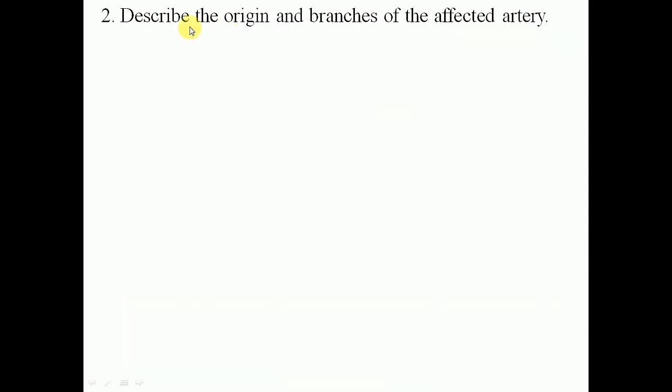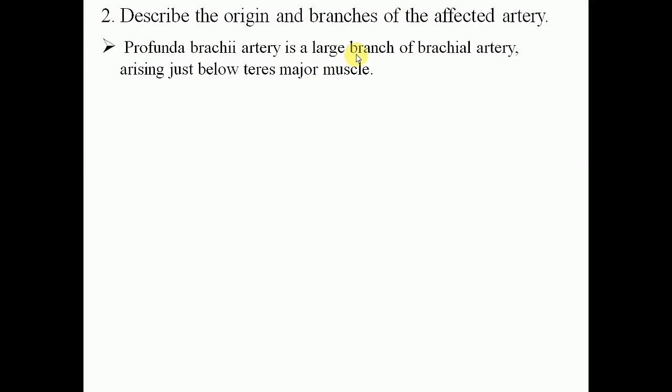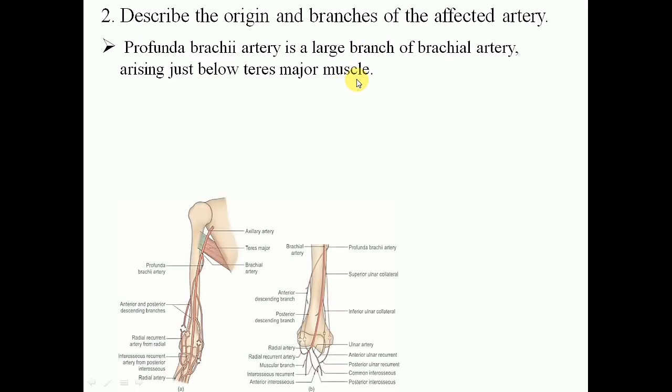Question 2. Describe the origin and branches of the affected artery. So the affected artery is the profunda brachii artery, which is a large branch of the brachial artery arising just below the teres major muscle. As we can see in this diagram, this is the teres major muscle, this is the brachial artery, and arising from it is the profunda brachii artery just below the teres major. This artery accompanies the radial nerve in the radial groove, and before piercing the lateral intermuscular septum, it divides into 2 branches, the anterior and posterior descending branches, which take part in anastomosis around the elbow joint.